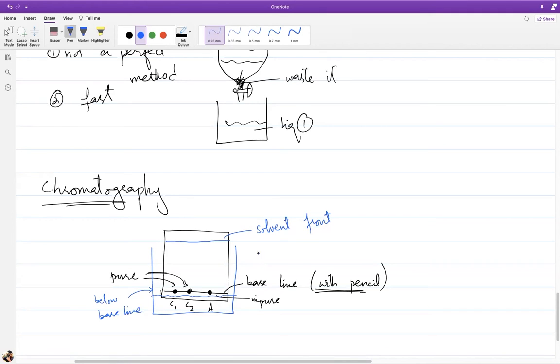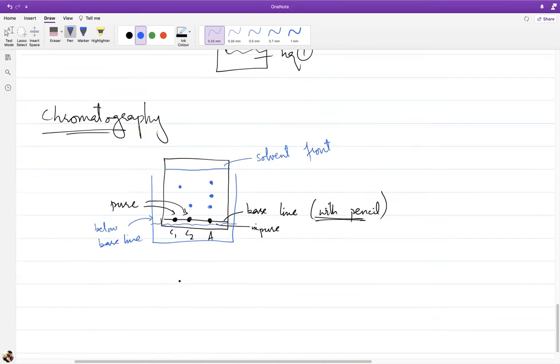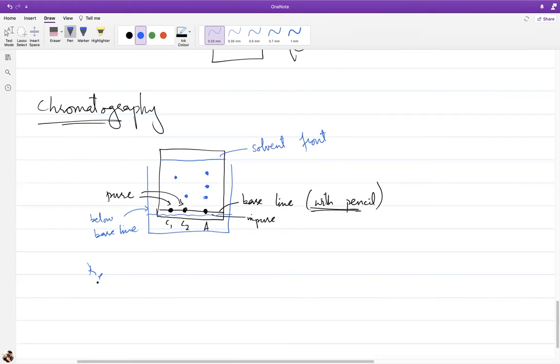Okay. And the impure thing is going to give us multiple spots. Remember, हमने पहले lesson में बात की थी कि pure things give us one spot, and this thing will give us multiple spots. So let's suppose we get spots like this. Now, how do we know what is in A? There are two ways to do that. One is called RF value, and one is horizontal line test. But they're both kind of similar.